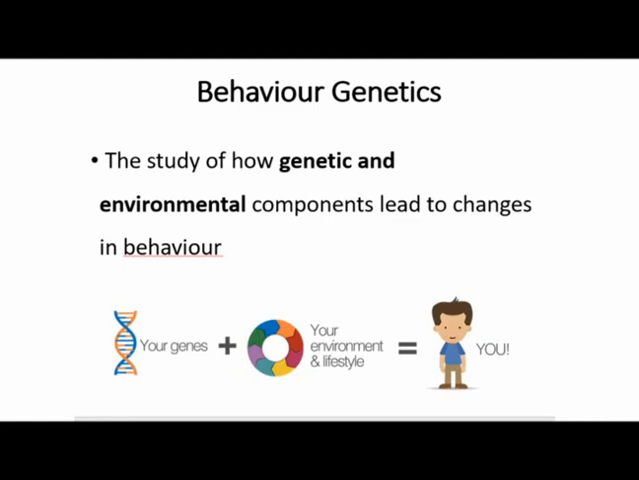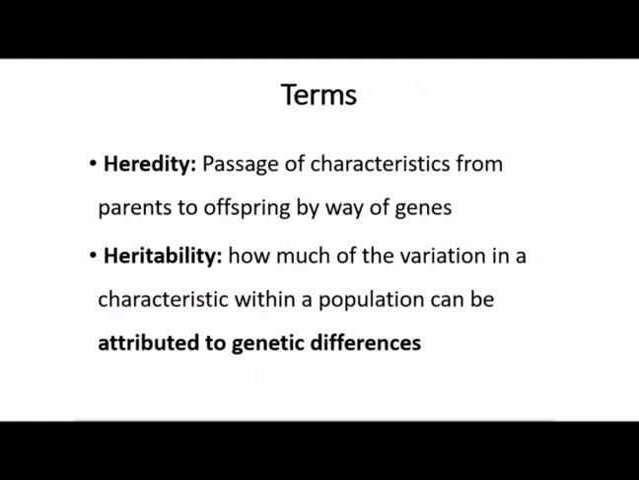At the very end of the last lecture, we touched very briefly on the topic of behavior genetics. Behavior genetics here being the study of how genetic and environmental components lead to changes in our behavior. So basically saying that our behavior comes from both our genes and our environment, and those two factors interact to produce the behaviors that we see. So we're going to continue on with behavior genetics and actually delve into applying that field, some of the certain areas within that field. And to do so, we're going to talk about some very specific terms.